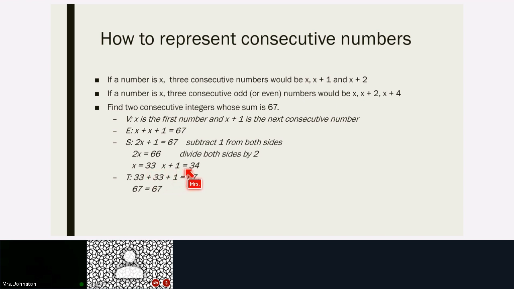The next consecutive number, remember you want to keep that next step in there because it asks for both the numbers. X plus 1 is 34. Now I can test it out by putting these values back into my original equation. 33 plus 33 plus 1 equals 67. And when I simplify it, it really does.